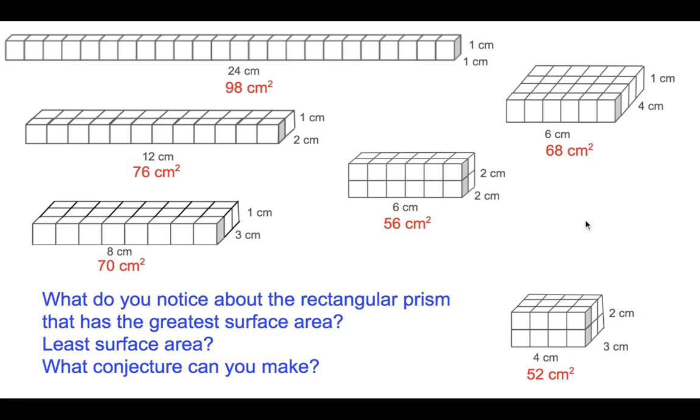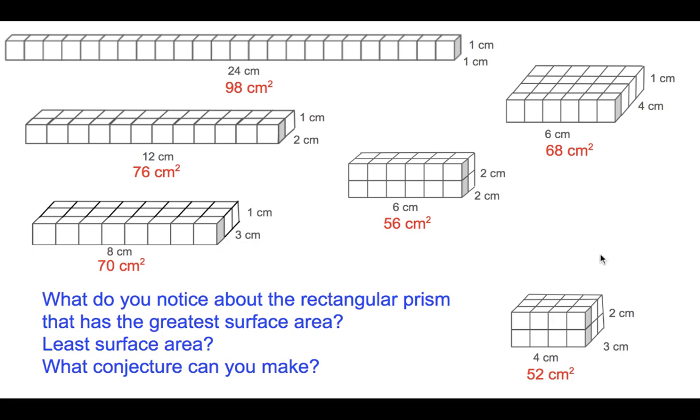Another way you might want to think about it is the sum of the dimensions. The 24 plus 1 plus 1 is going to give you 26, where this is the 4 plus 3, which is 7, plus 2 more is 9. So 9 is definitely less than 26. Even this one is 11, or this one 10.